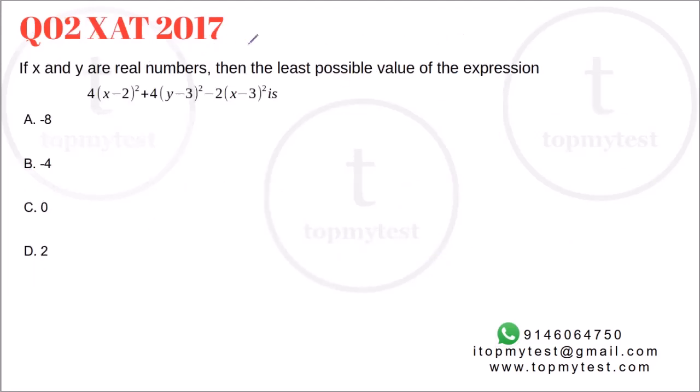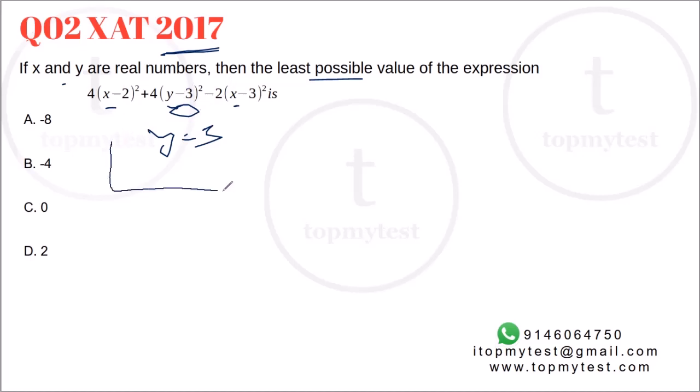The next question is from ZAT 2017. It says if x and y are real numbers, then the least possible value of this expression will be how much? Now it is a quadratic in both y as well as x. For y, it's pretty easy to find. If you put y is equal to 3, this value will become 0. It cannot fall below 0 because it's a perfect square.